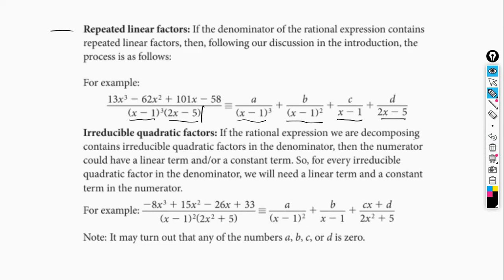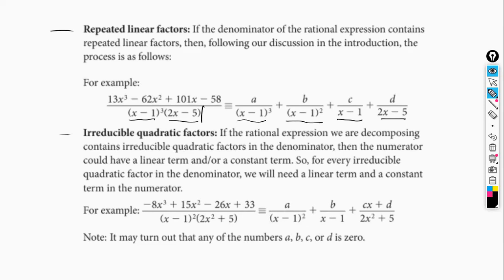Okay, so the next case is when we have irreducible quadratic factors. If the rational expression we are decomposing contains irreducible quadratic factors in the denominator, then the numerator could have a linear and or a constant term. So for every irreducible quadratic factor in the denominator, we will need a linear term and a constant term in the numerator. So what does that mean?